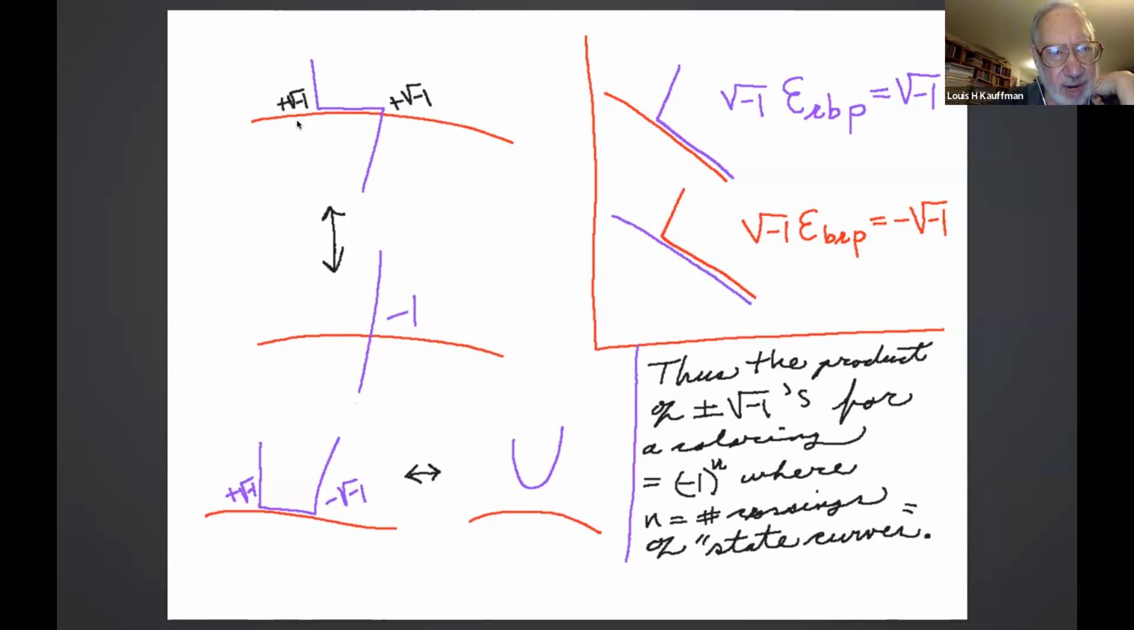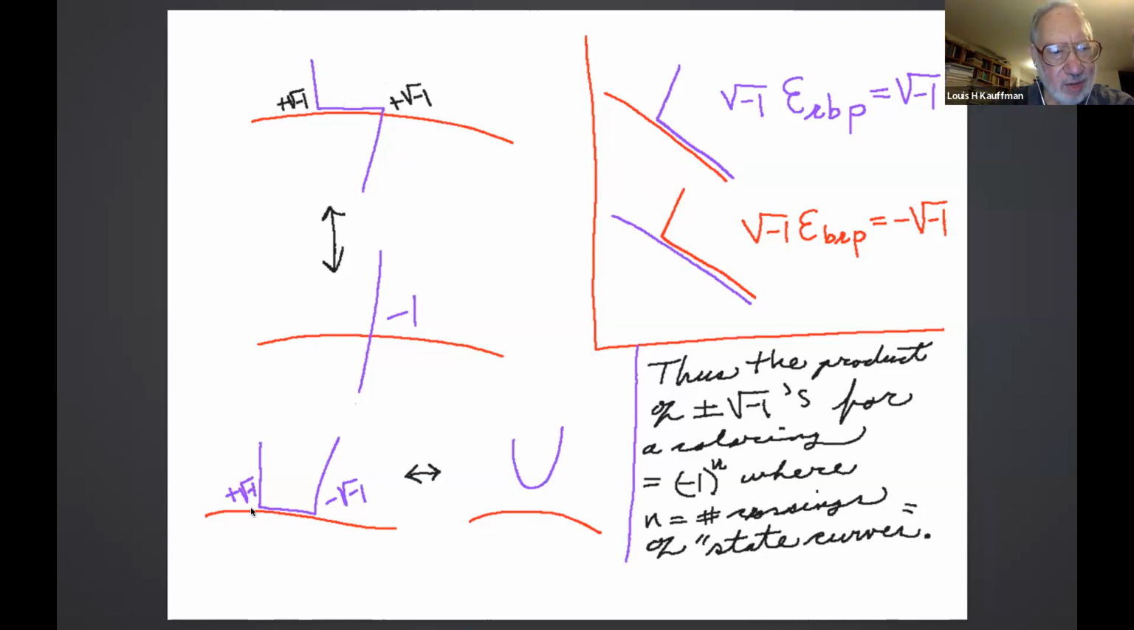Here is what happens if you have blue crossing red. You have red, blue, purple, but then you have red, blue, purple. They're both the same. They're both plus root minus 1. Now, if you had done it in the left way, it could have been minus root minus 1, but the other one would have been minus root minus 1. The product of them is minus 1. Whenever there's a crossing, you get a minus 1.